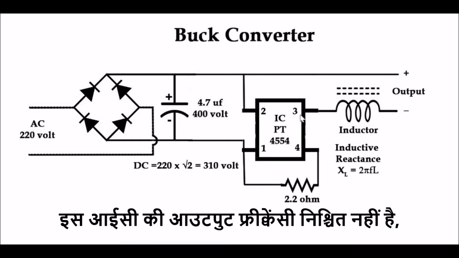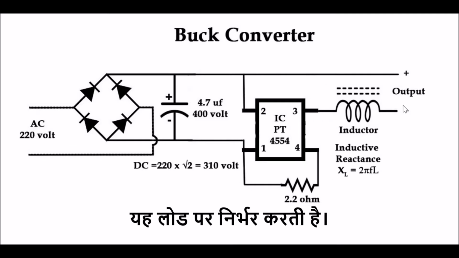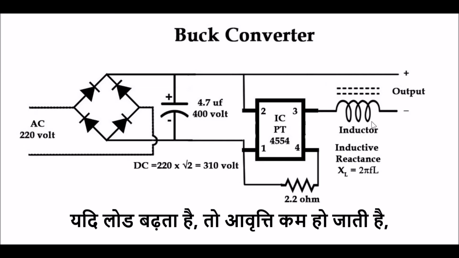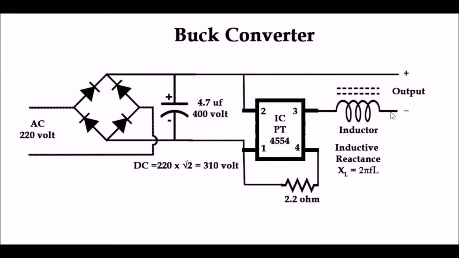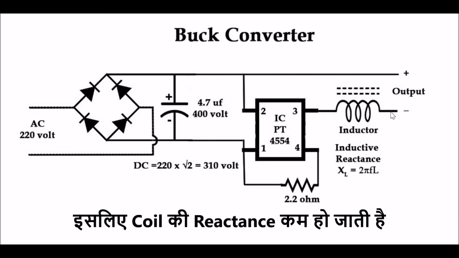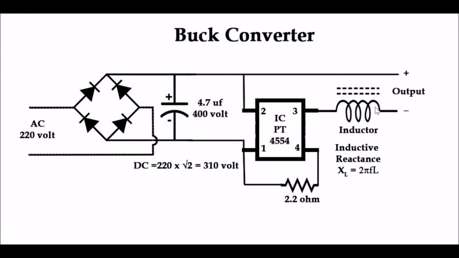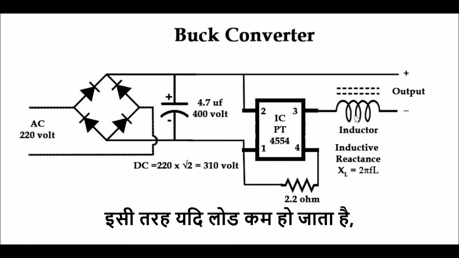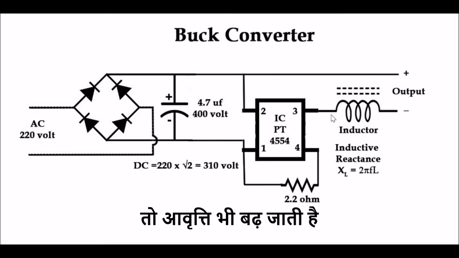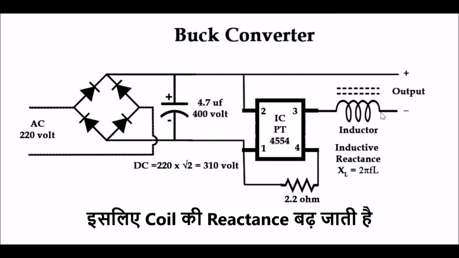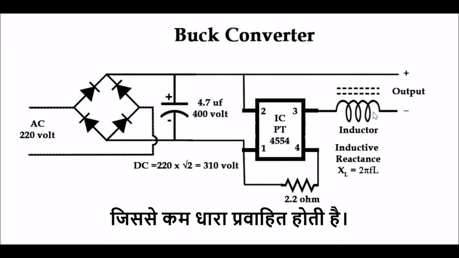The output frequency of this IC is not fixed. It depends upon the load. If the load increases, then frequency decreases, so the reactance of the coil decreases, allowing more current to flow through it. Similarly, if the load decreases, then frequency increases, so the reactance of the coil increases, allowing less current to pass through it.